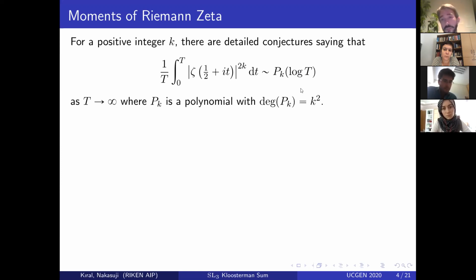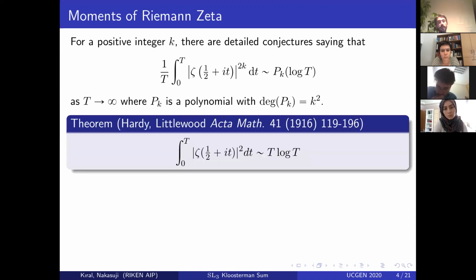And we do understand this polynomial, like the first term, the second term. I mean, when I say we understand, we have very explicit conjectures about what this polynomial should be. But in terms of proofs, there's very little known. Oh, sorry, the other way. Hardy and Littlewood in 1916, in the middle of the war, proved that the second power of the Riemann zeta function, the second moment as it's called, is asymptotic to t log t as t goes off to infinity.